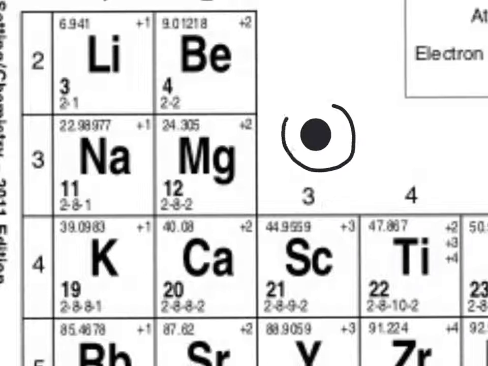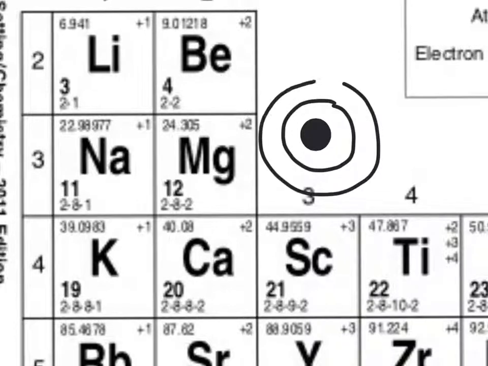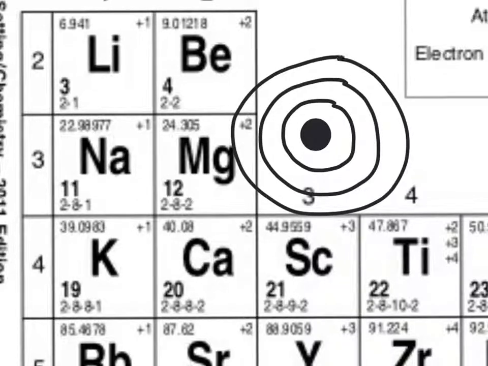I would draw 3 rings around the nucleus. In the first ring, right here, there would be 2 electrons. In the second ring, there would be 8 electrons. Don't worry about where we put them right now. And in the third ring, there would be 2 electrons. So that shows you the distribution of the electrons in what we call the ground state.